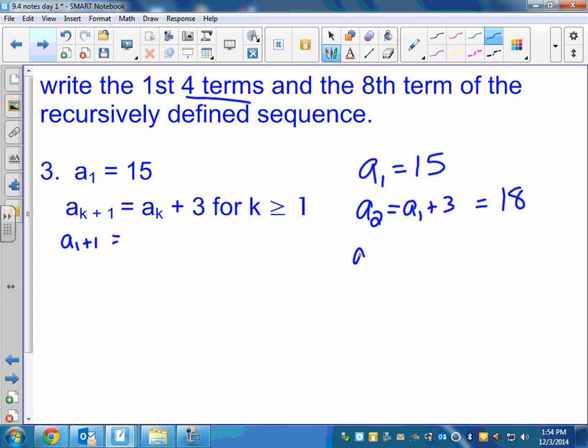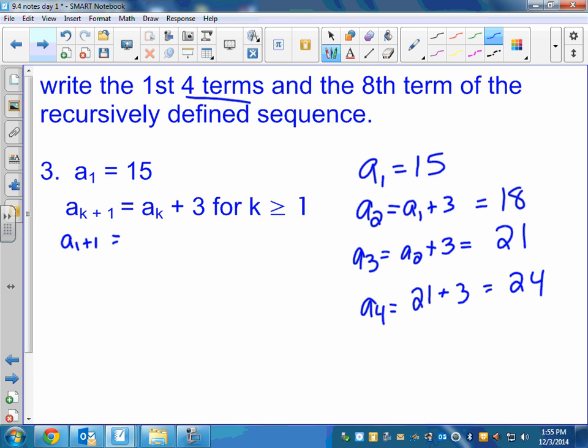If I want to find the next term, I'm going to take the one before it, which is A2, and I'm going to add 3 to it. And what is 18 plus 3? 21. And if I want to find the next term, I'm going to take 21, the one before it, and add 3, and I'm going to get 24.